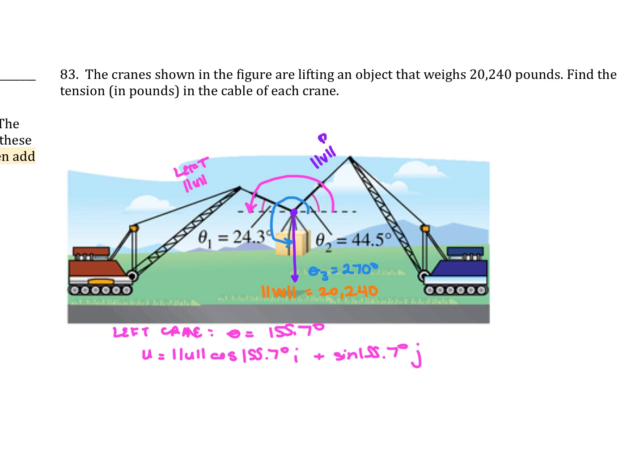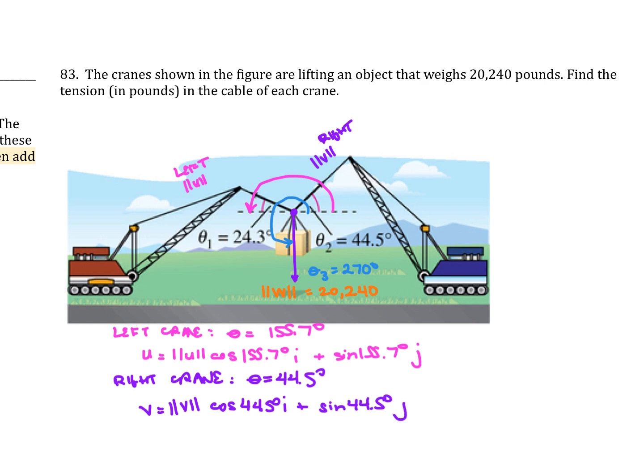So we can do the right crane. We'll call that V, the right crane, and that angle we can take as it is, which is 44.5 degrees. So theta is 44.5 degrees. So V is the magnitude of V, cosine 44.5 degrees i, plus sine 44.5 degrees j.